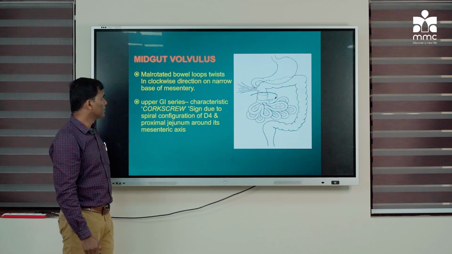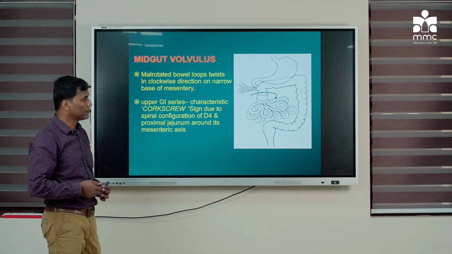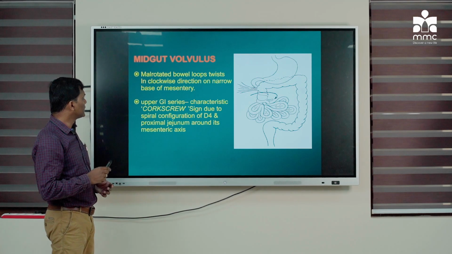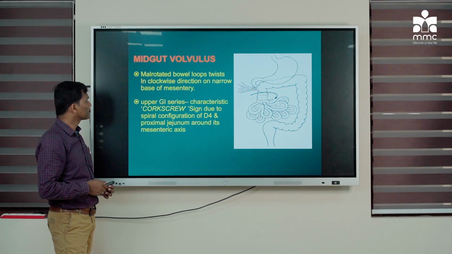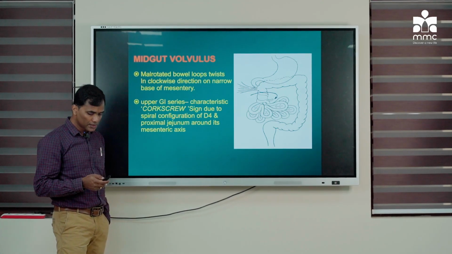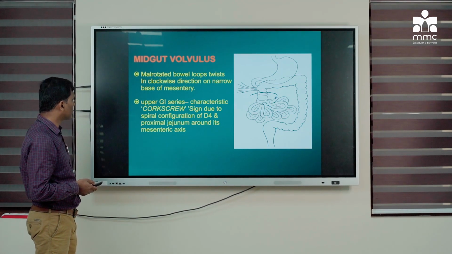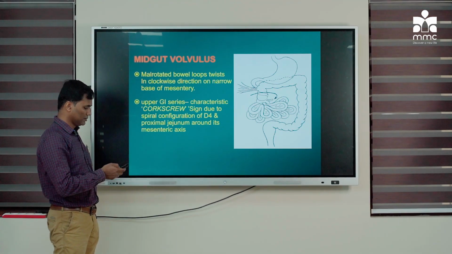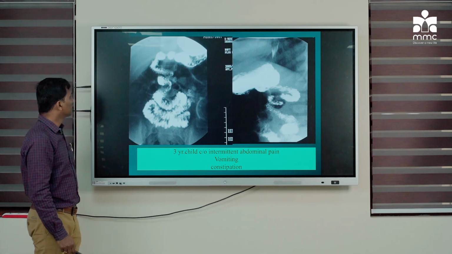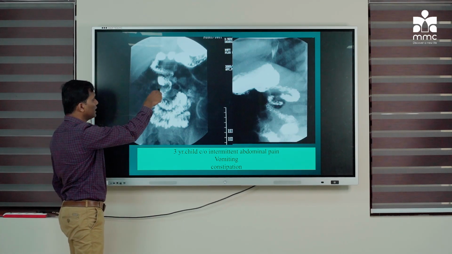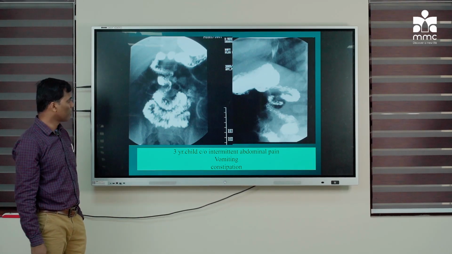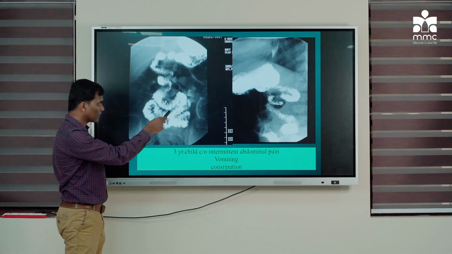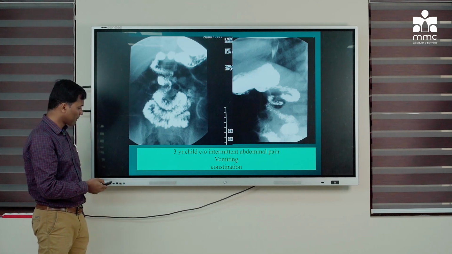Midgut volvulus: when a malrotated bowel, intestinal malrotation, twists in a clockwise direction in a narrow mesentery. This is the midgut volvulus. In upper GI contrast studies, you can see a corkscrew like appearance. I'll show the images. You can see the corkscrew like appearance of the proximal small bowel, jejunal loop. The second image also shows a corkscrew like appearance because of the twisting.